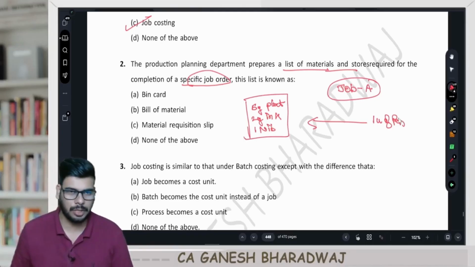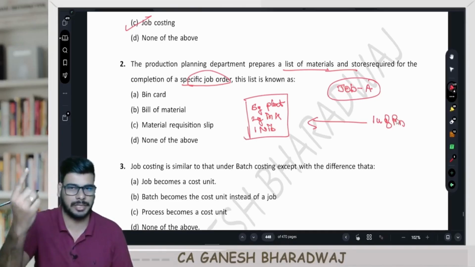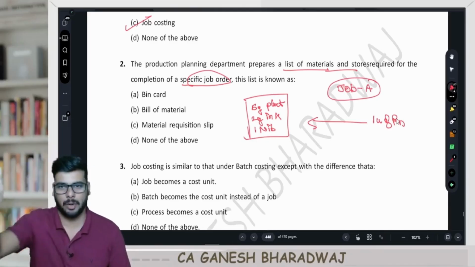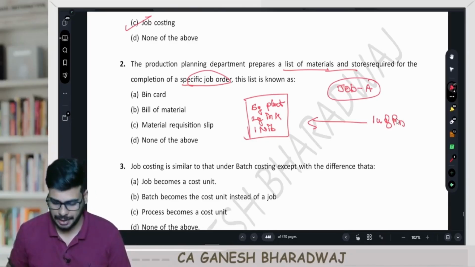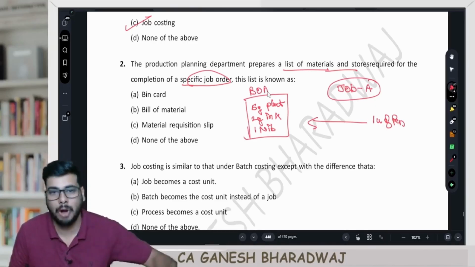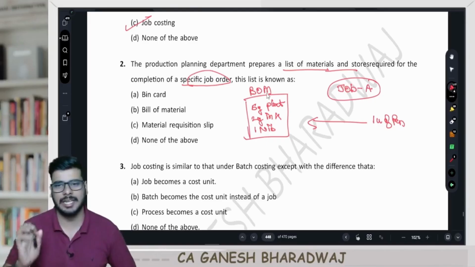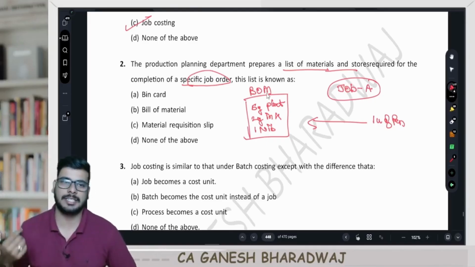In case of unit costing, it is called a unit. In case of job costing, it is called a job. That is the final product. But for me to manufacture that, what is the list of materials required? That is actually called BOM. BOM means bill of material. It is a very popularly known jargon in all the manufacturing industries.